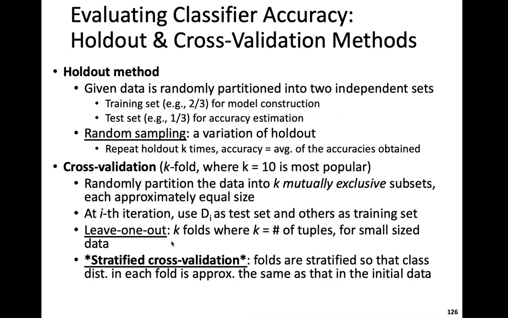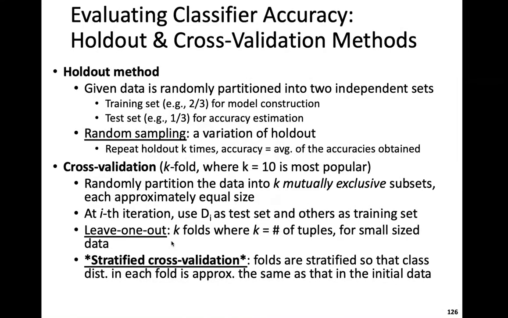Now, what about the holdout method? You have two methods, that is the holdout method and the cross validation method. In the holdout method, the data is randomly partitioned into independent sets, and then we apply the classifier on those sets and later see what the accuracy is.